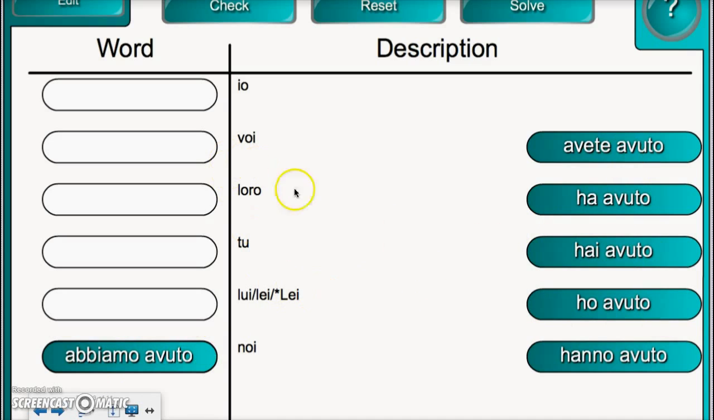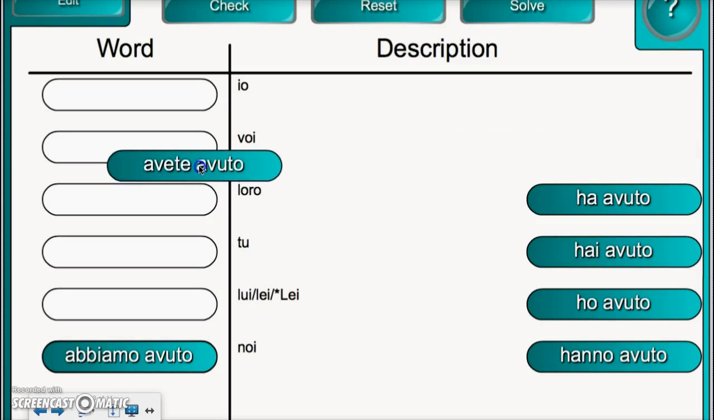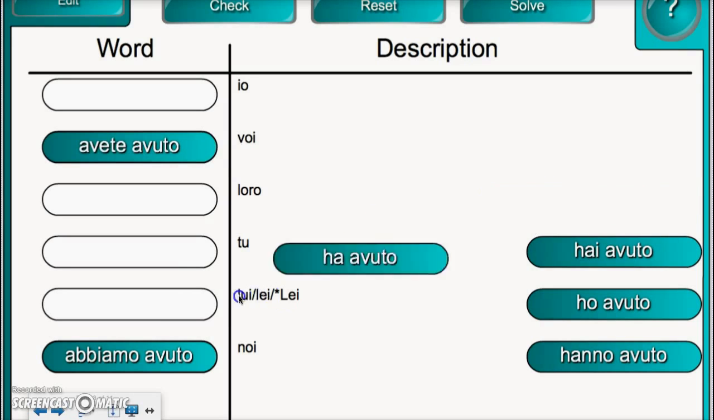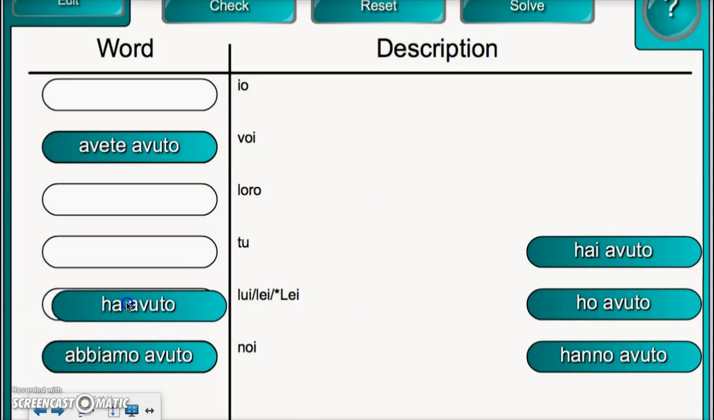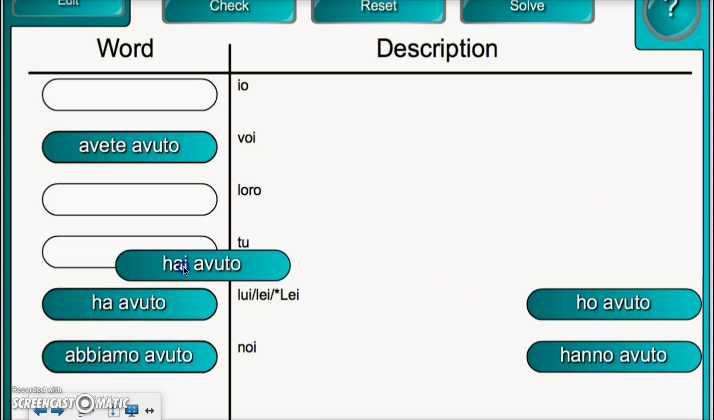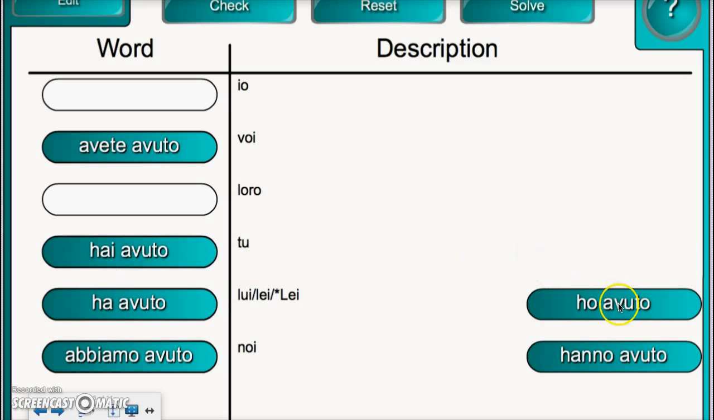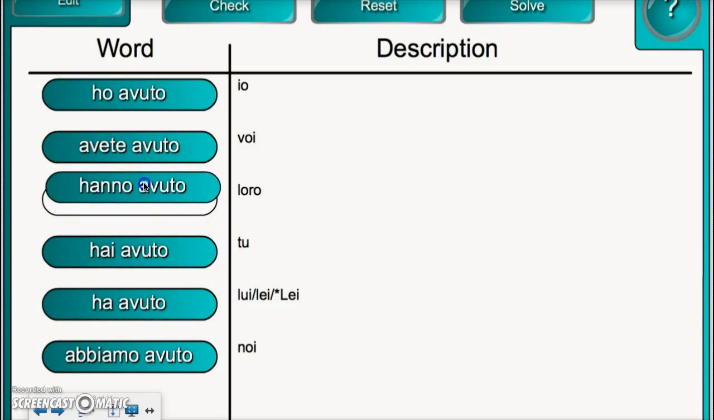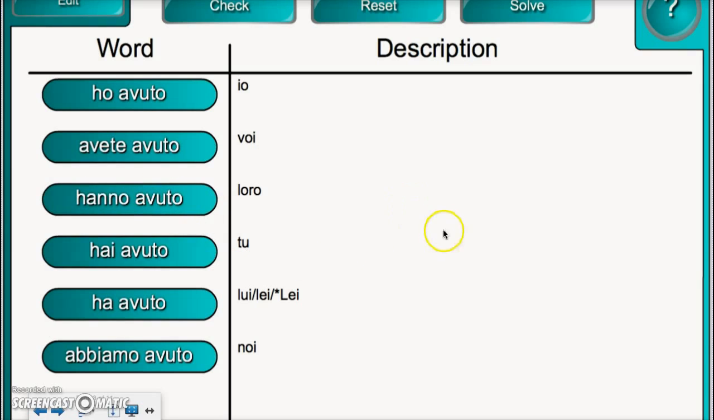If you wanted to say you all had, avete avuto, you would put that in voi. Ha avuto would go with lui, lei, or lei formale, and so that would come right there. Hai avuto, that would be in the tu form. Ho avuto would be in the io form, and hanno avuto would be in the loro form. And students could do this on the board, hopefully getting that interaction piece into the lesson to start them off.